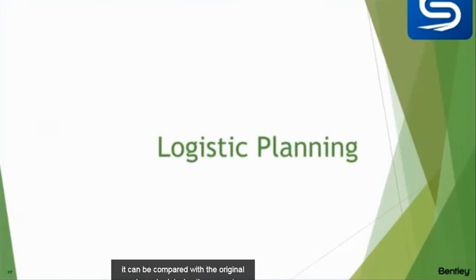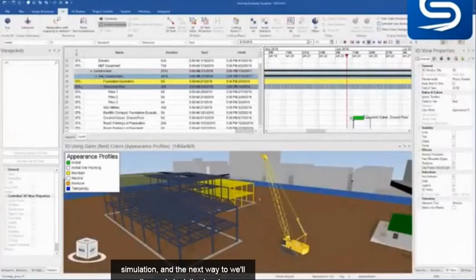Another aspect is 4D simulation, and the next way we'll discuss is logistic planning. Generally, in workflows where 4D is not incorporated, a lot is left for the imagination, and that is a challenging task. SYNCHRO provides a huge library of equipment. If there's one particular piece of equipment that you cannot find in the library, you can import any CAD geometry as an equipment.